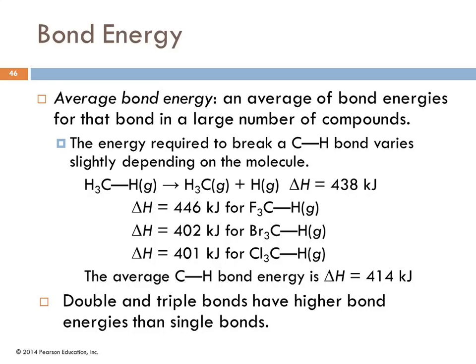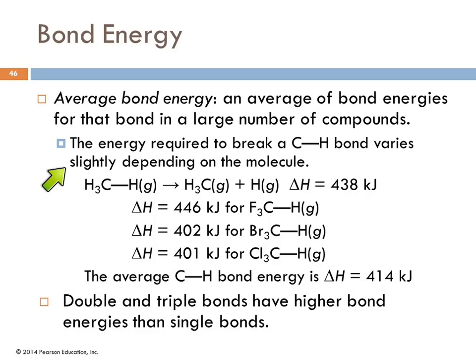Bond energies vary from compound to compound. And so what we usually look at is an average bond energy. It's an average of bond energies for that particular bond, whether it's a carbon-carbon bond or a carbon-hydrogen bond, in a large number of compounds. Because it would just be really, really overwhelming if you had values for each particular compound.